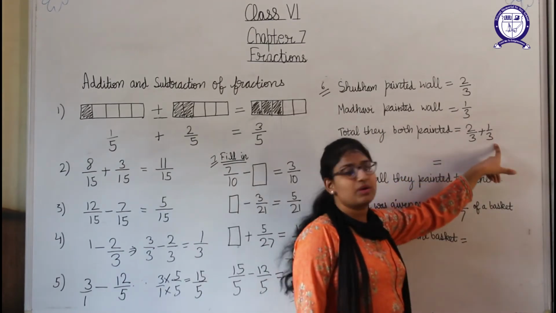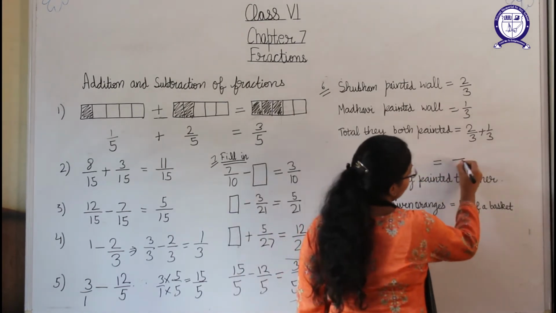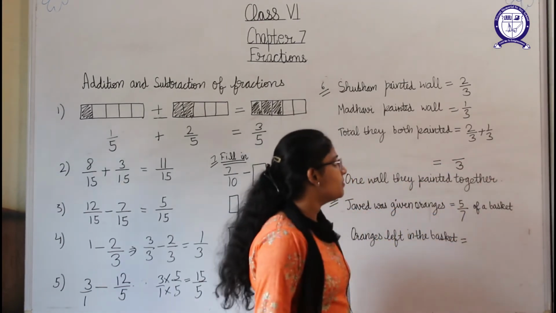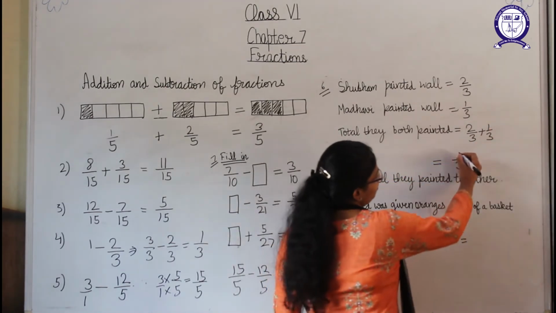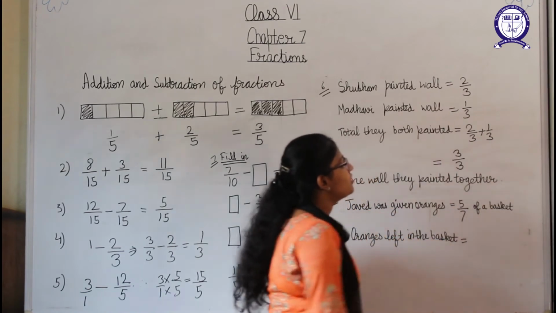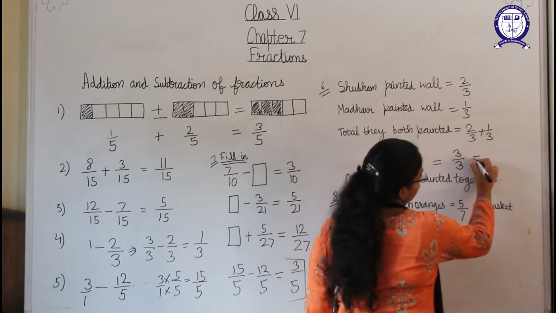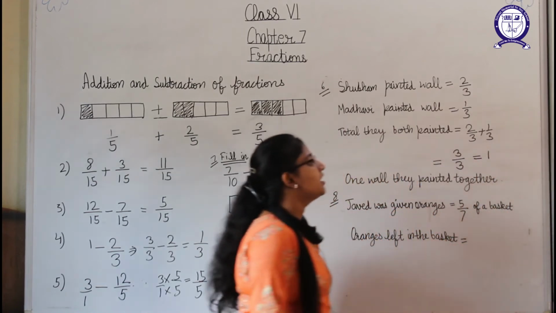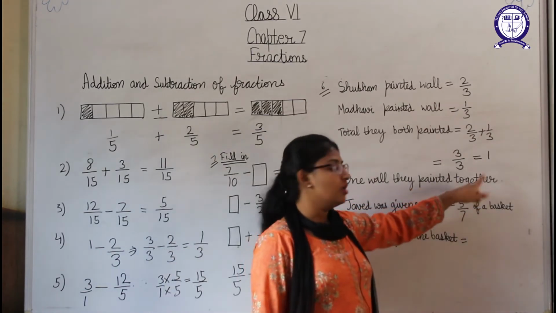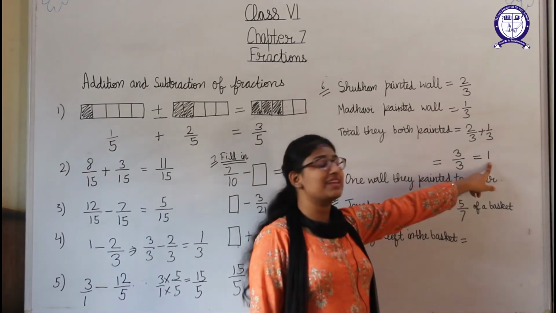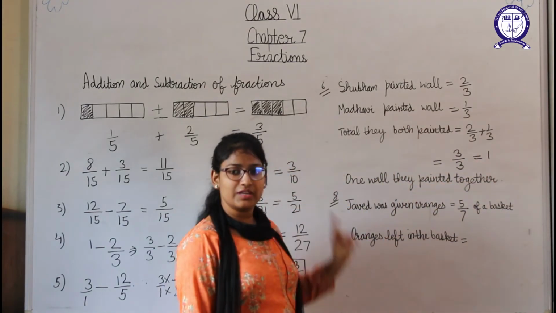2 by 3 plus 1 by 3. Here also denominators are same, so we will put 3 as denominator in the answer. Here 2 plus 1 will give us 3, so numerator is 3. Now students, if we check 3 by 3, we can cancel them out. Okay, so our answer will be 1. It means they both painted one whole wall. One wall they painted together. Okay, as our answer, we are getting 1. It means together they painted one wall.